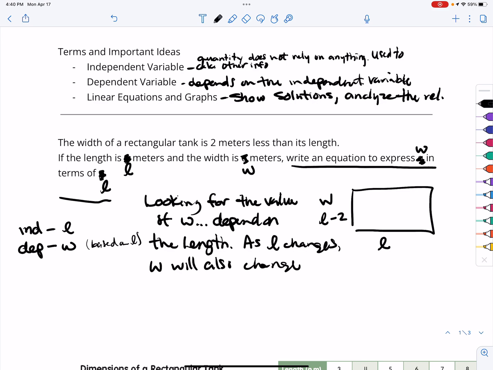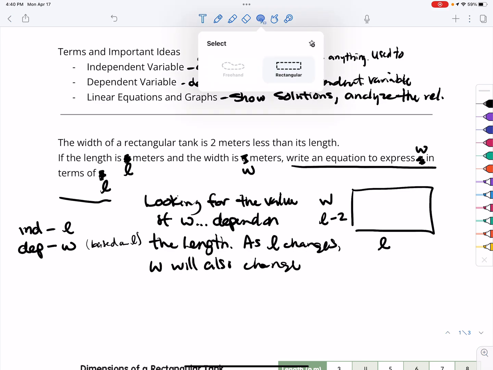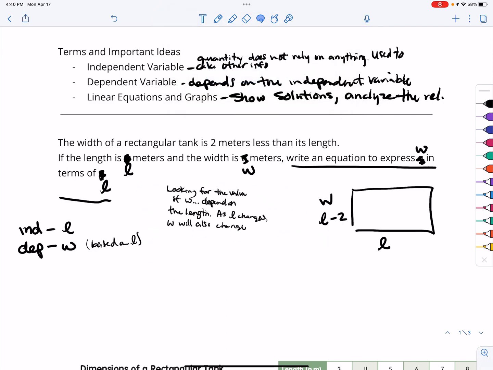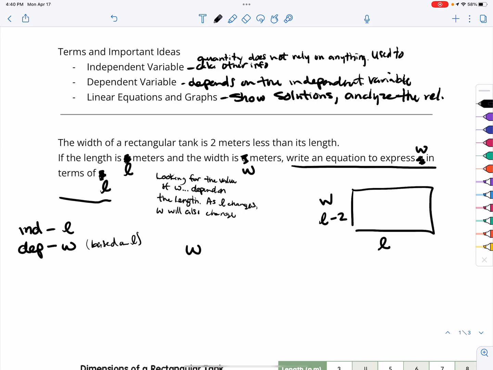Let's write an equation that captures this. We are trying to find W, so our equation is going to be W equals something, because we are looking for the value of W. We want that variable all by itself, isolated, and equal to something. And we know from the picture and the problem that our width is the same as the length minus 2.